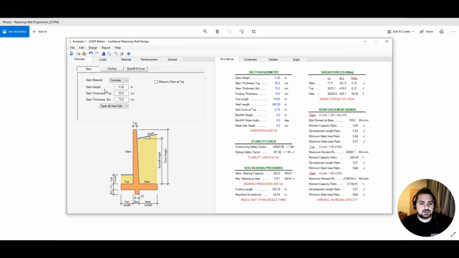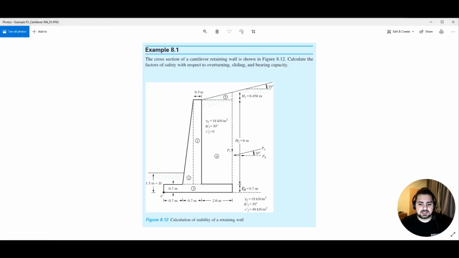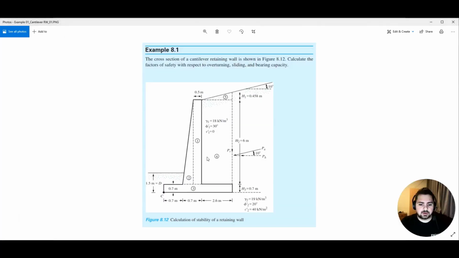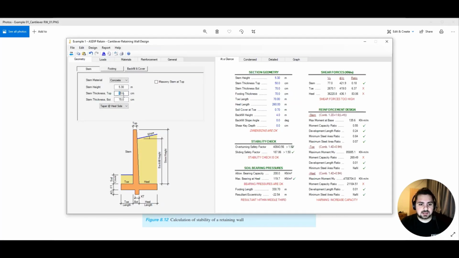Now let's go back to geometry. Our stem material is going to be concrete. Our stem height, if we go back here, is 6 minus 0.7. This is my stem height. If we go here, you can see this is your stem height. So 6 minus 0.7, which will give me 5.3. Stem thickness at top is 0.5, at bottom is 0.7. So here stem thickness at top is 50 centimeters and at bottom here it is 70 centimeters.